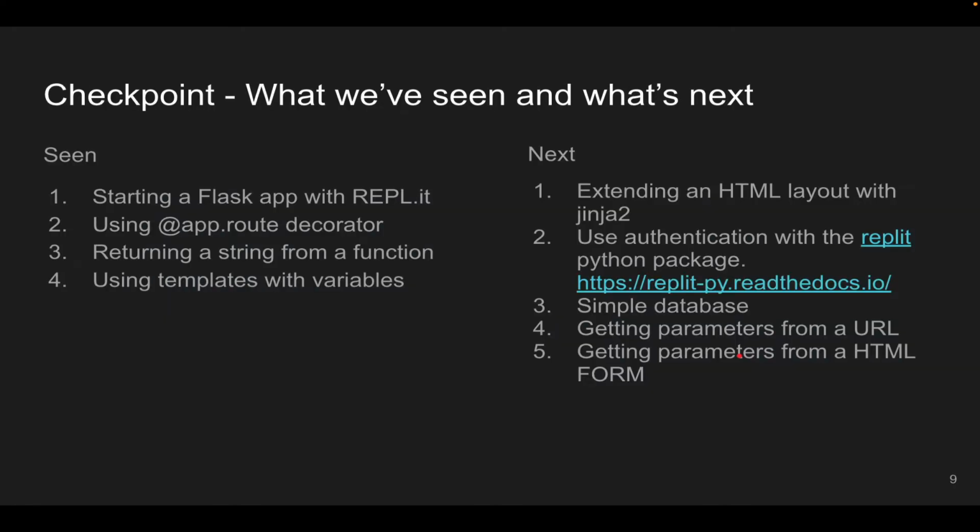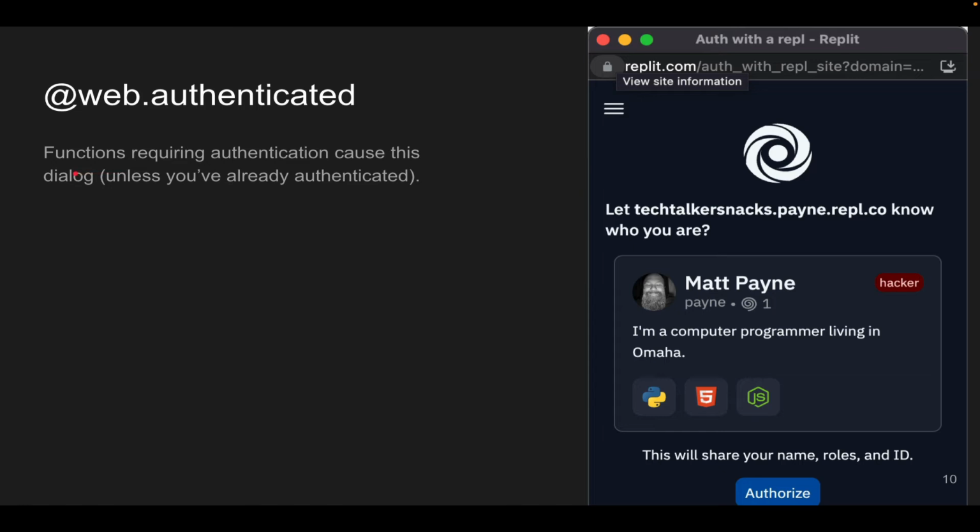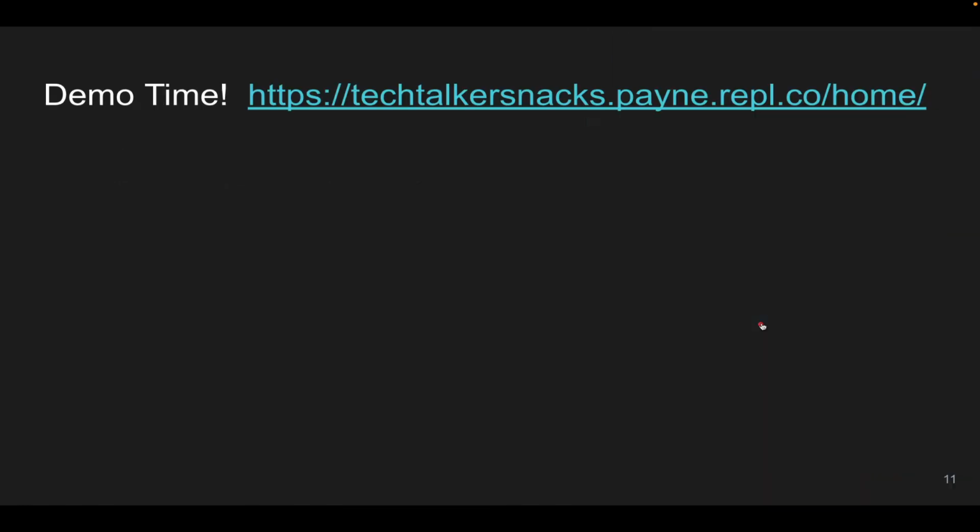All right, that's a lot in a short amount of time. We've started a Flask with REPL.it. We've seen the route decorator in action, and we've used plain strings and templates. Of course, if you were doing an API application, instead of plain strings, you'd return JSON. Next, we're going to see about extending HTML layout with Jinja and using the authentication, the simple database, and getting some information from the web browser. When we use the web authenticated decorator, it requires that the user authorize REPL.it to know who they are. So here's an example of that authorization dialog.